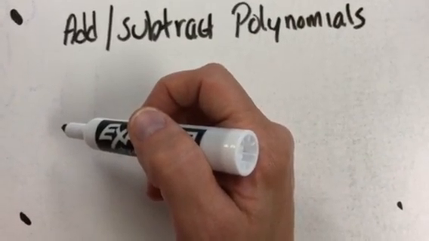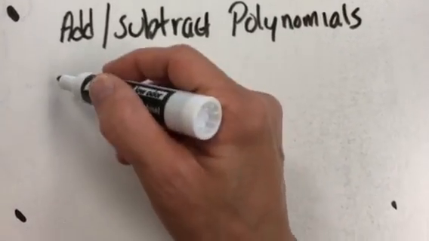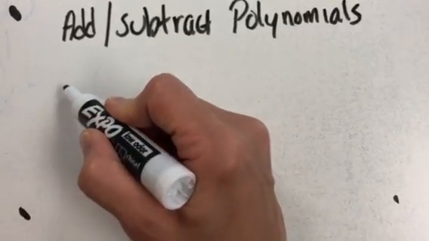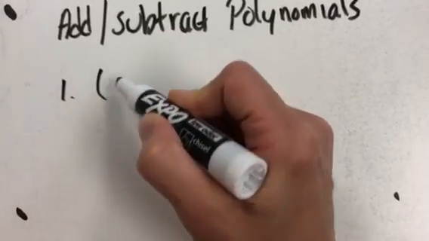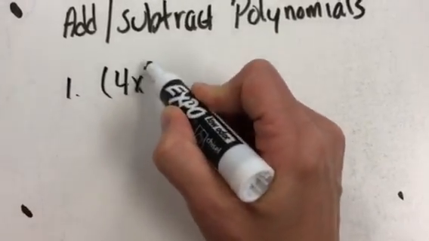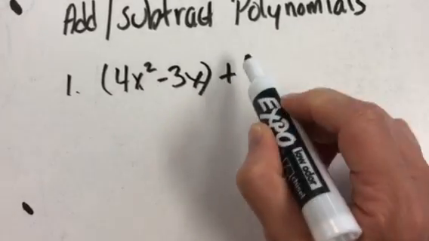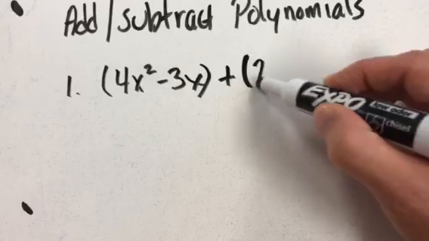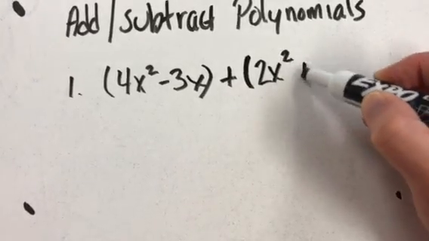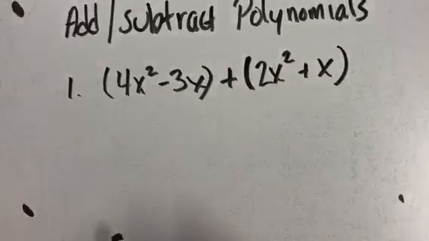All right, we are going to add and subtract polynomials. Our first example, let's take the binomial 4x squared minus 3x and add the binomial 2x squared plus x.